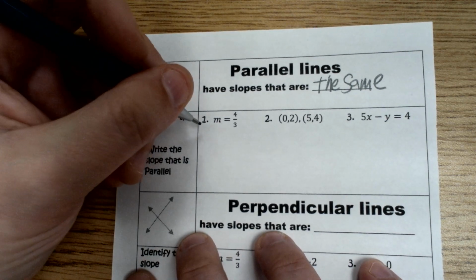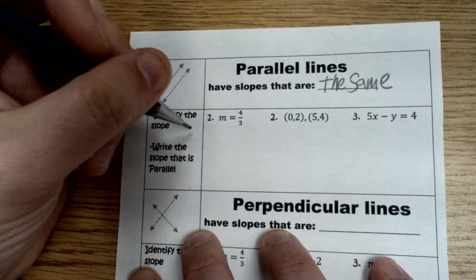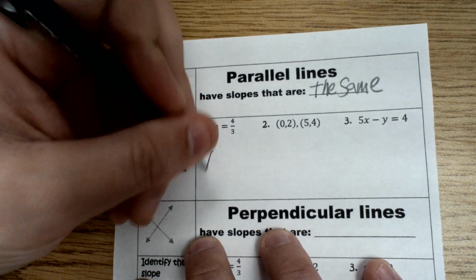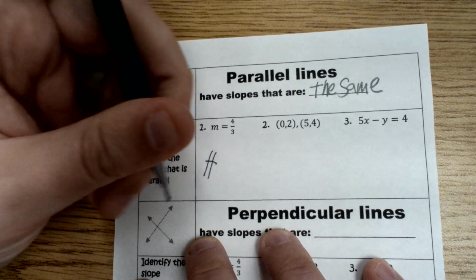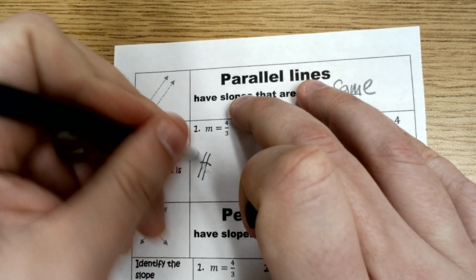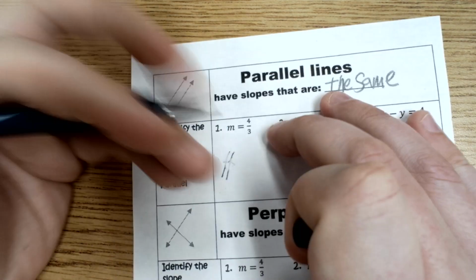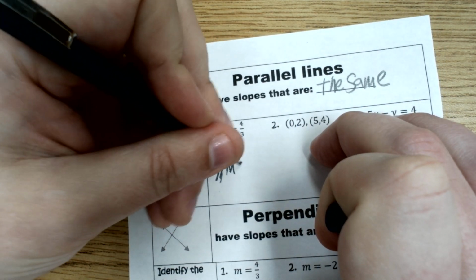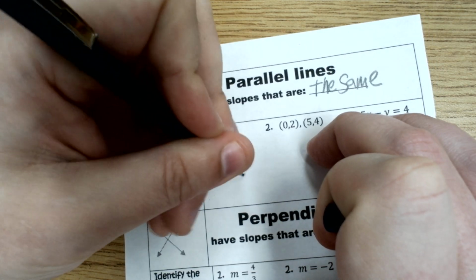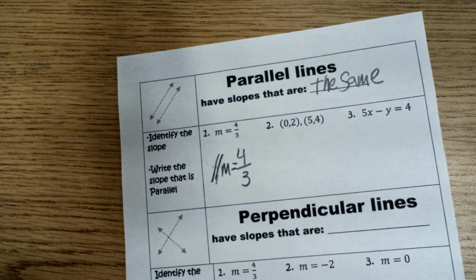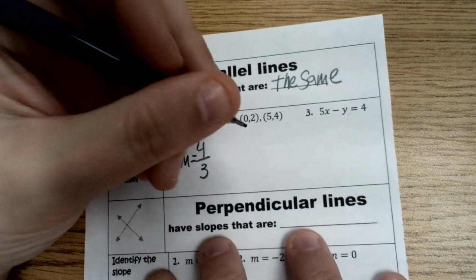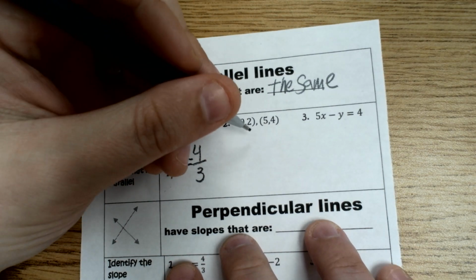So, if I have a slope here of 4 over 3, that means my parallel slope, just a parallel, would just be 4 over 3. So anytime we're looking for parallel, you're just doing the exact same thing. So you've got to make sure we're able to find the slope.